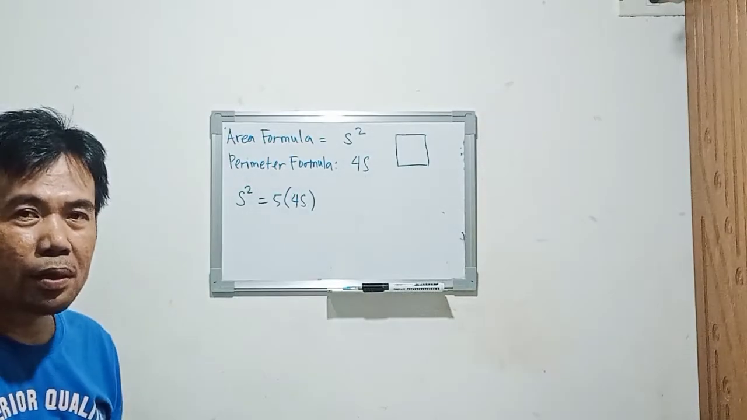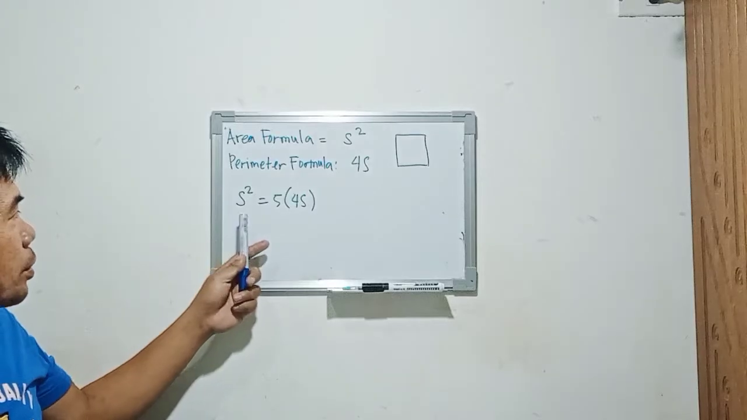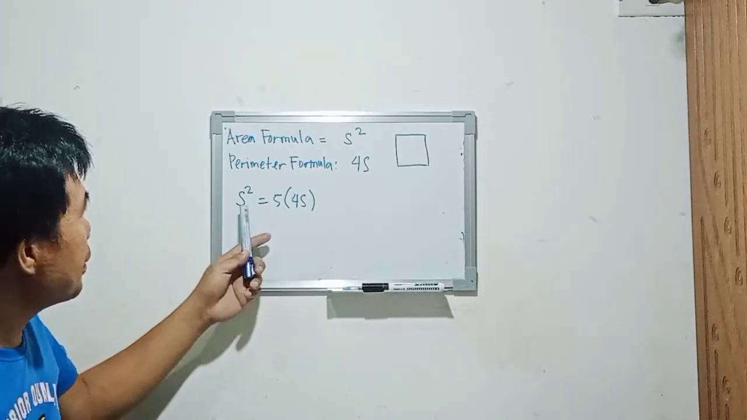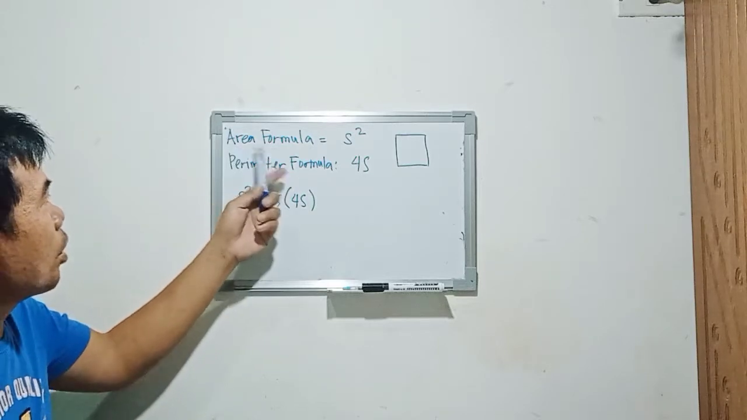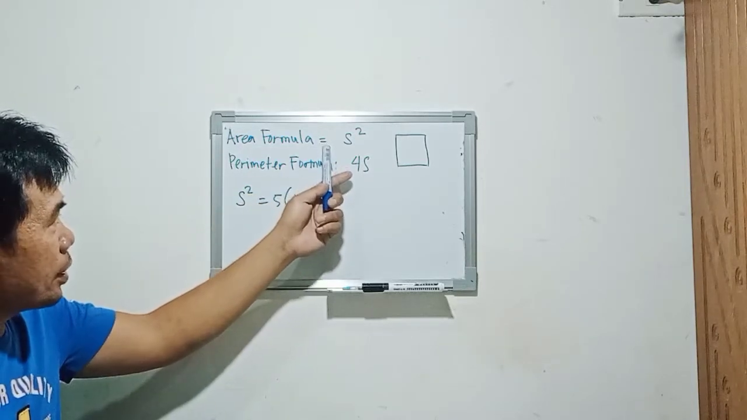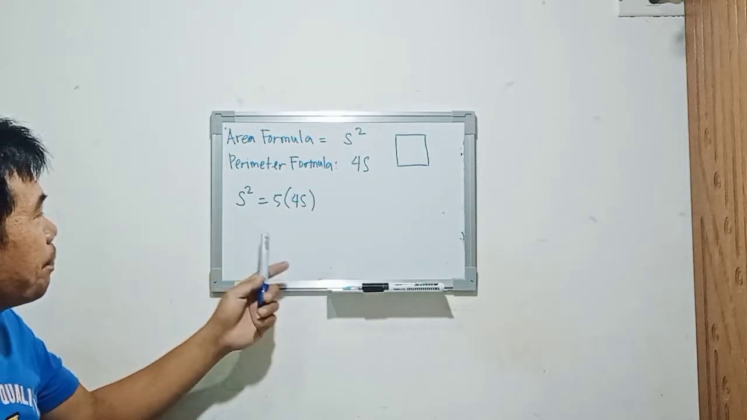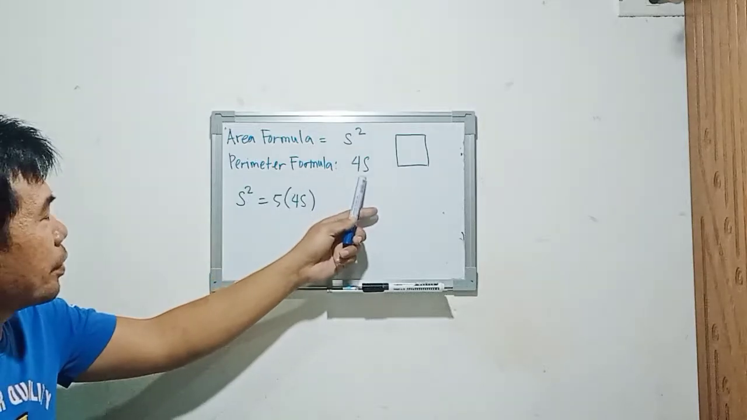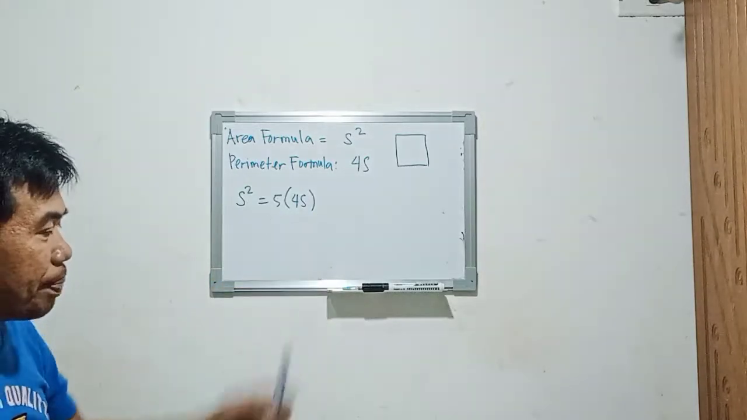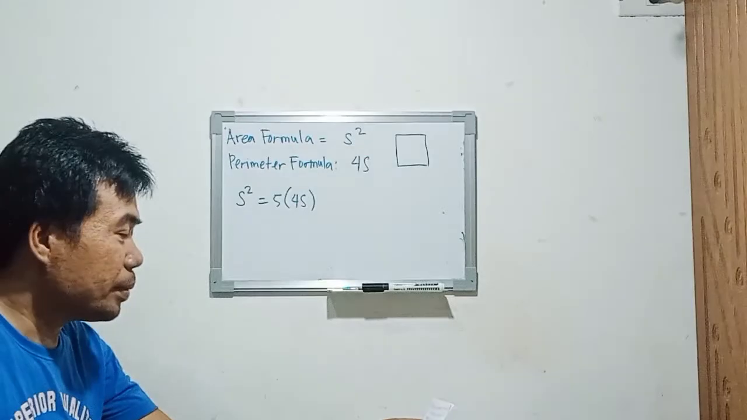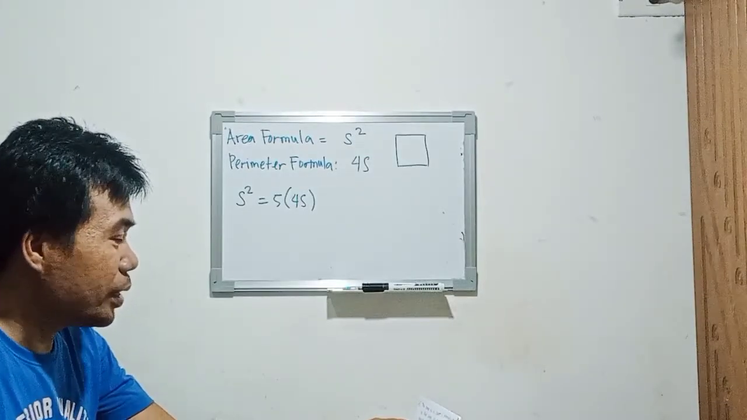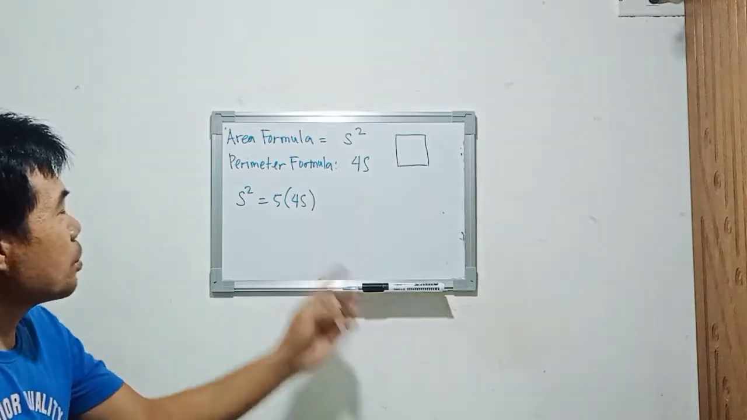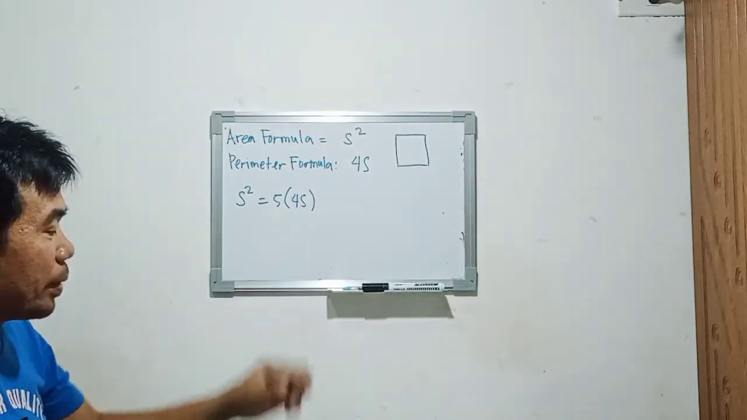Question number 8 can also be expressed as s squared equals 5 times 4s. S squared is derived from the formula of the area of a square, which is s squared. And 4s is derived from the perimeter of a square, which is 4s. So 5 is taken from this question: the area of a square is numerically equal to 5 times its perimeter. So that's why there's a 5 as a multiplier.